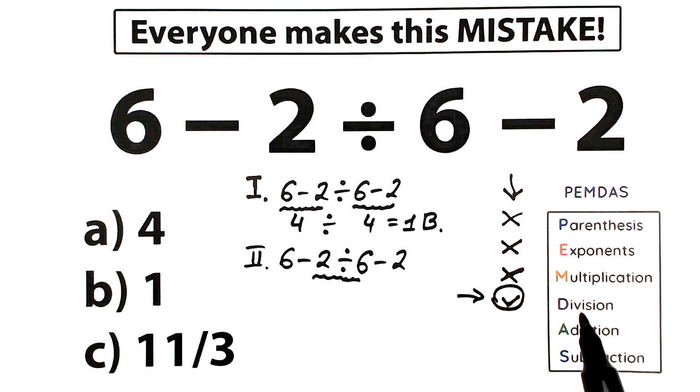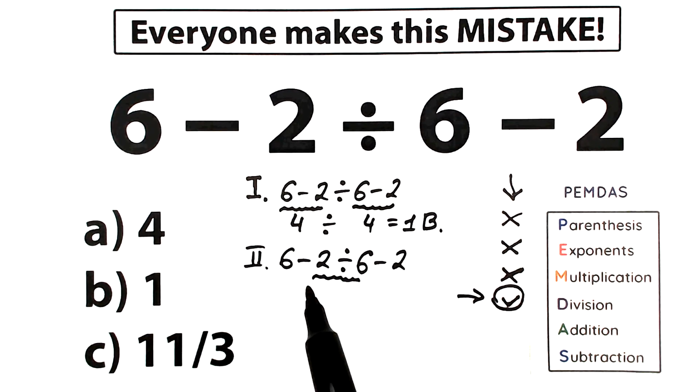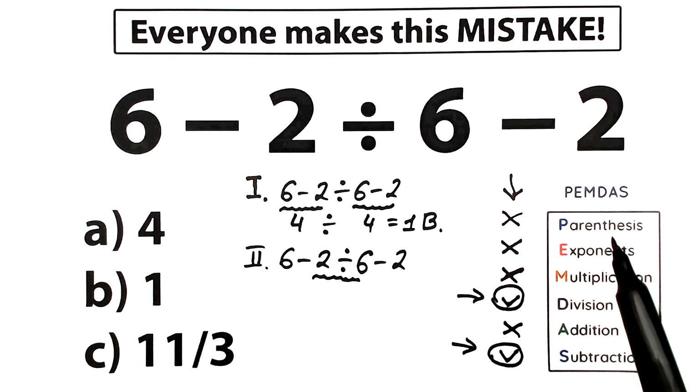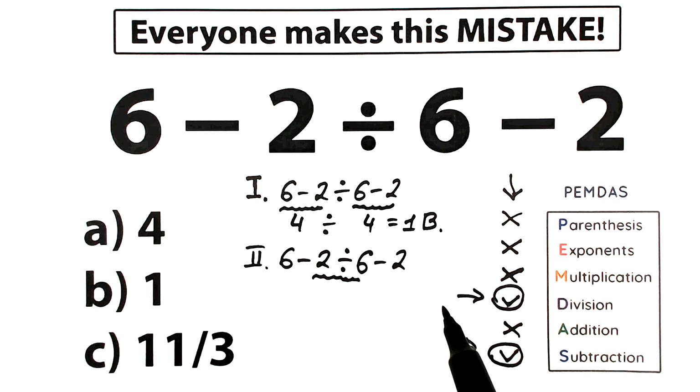If we go a little bit further, right here we have the addition and subtraction group, and if you scan our question, we don't have addition, we have two subtraction signs. If parentheses have the highest priority, then addition and subtraction have the lowest priority. So we can easily say that division has higher priority than subtraction. This is our first step to divide, and the second step is to subtract.